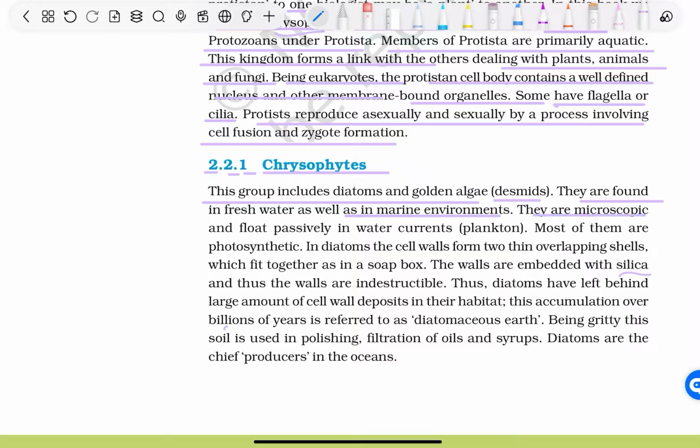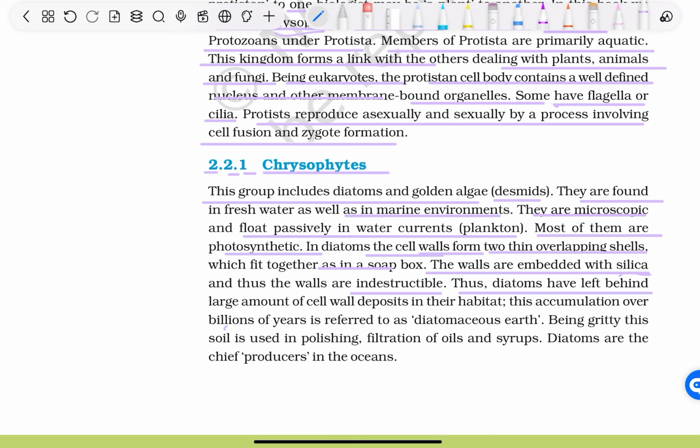They are microscopic and float passively in water currents, as plankton. Most of them are photosynthetic. In diatoms, the cell walls form two thin overlapping halves which fit together as in a soap box. The walls are embedded with silica and thus the walls are indestructible.